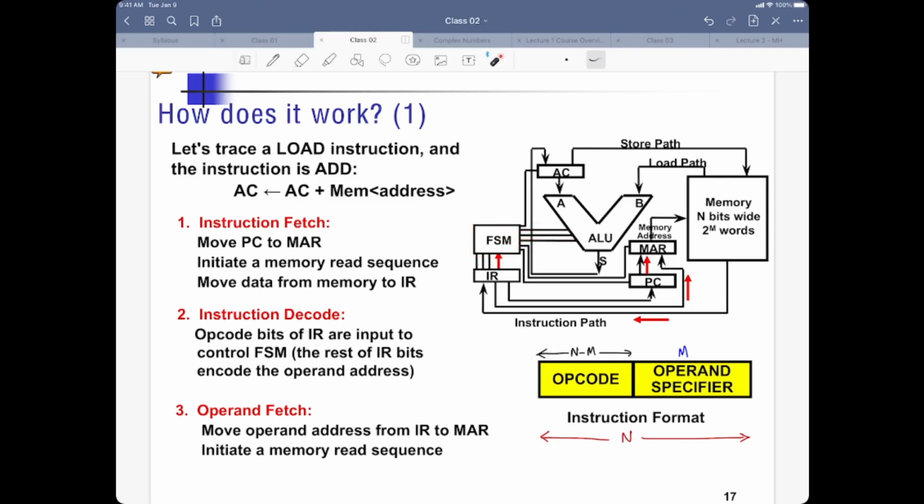Next, we need to do an operand fetch, and for this instruction we do need to do an operand fetch, right? Because we know we need this number. The first number is already ready for us in the accumulator. We need to bring the other one over here through the load path. That's your memory bus. So third step, operand fetch. Move the operand address from instruction register to MAR. Initiate the memory read. Once you initiate the memory read sequence, things will get loaded onto the ALU B side. That's your operand fetch.